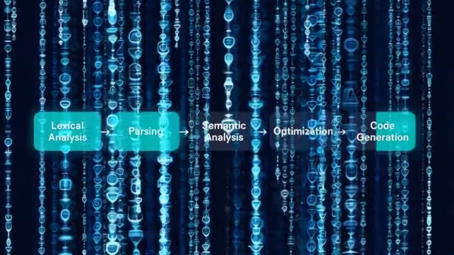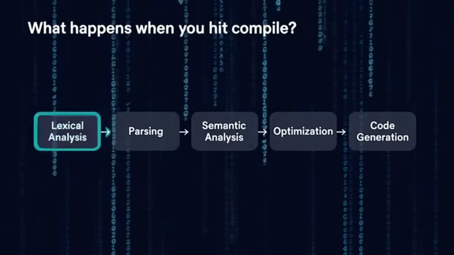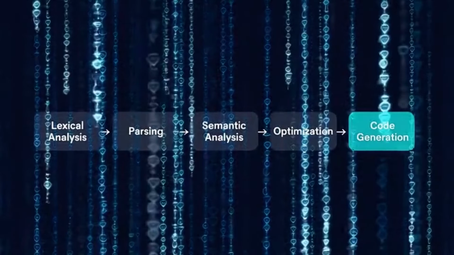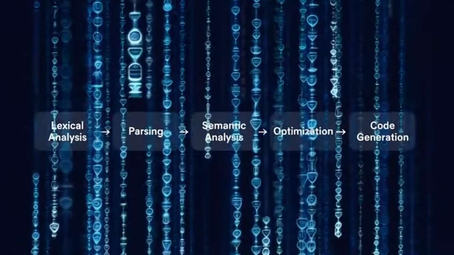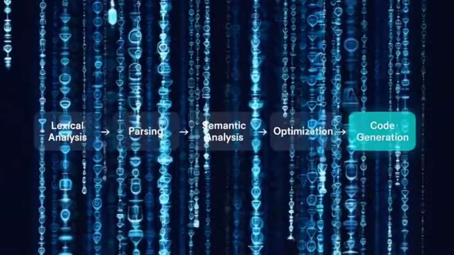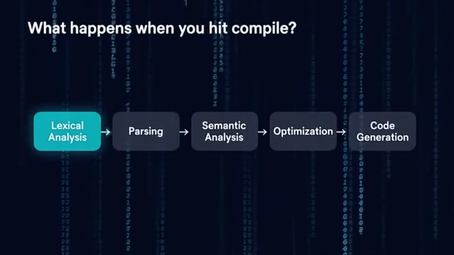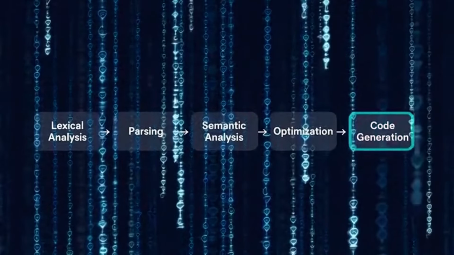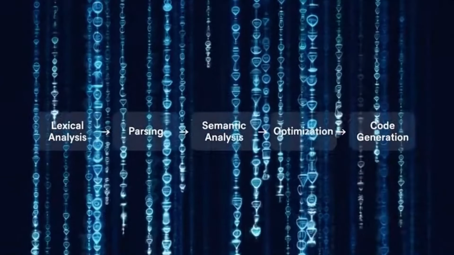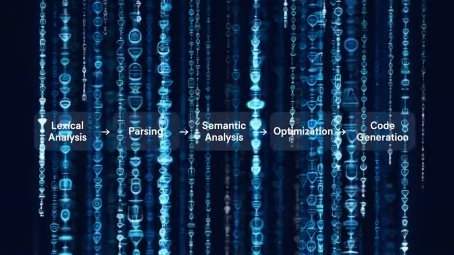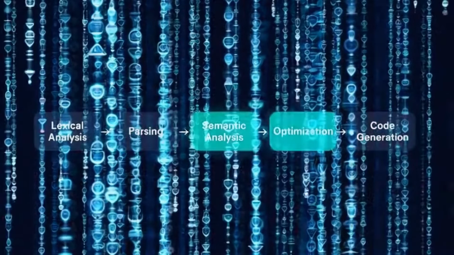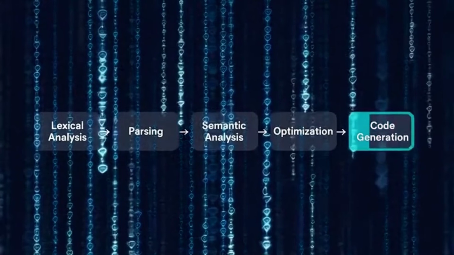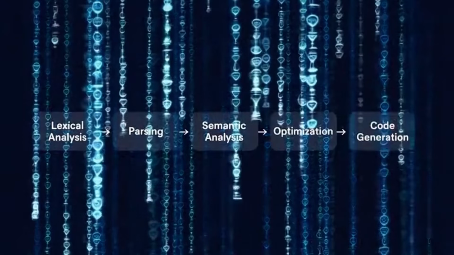So what actually happens when you hit compile? First, the source code goes through lexical analysis, where it's broken down into tokens. These tokens are then used to build an abstract syntax tree, AST, which represents the structure of your program. The tree is then checked for semantic errors, optimized for performance, and finally, translated into machine code that your computer can execute.